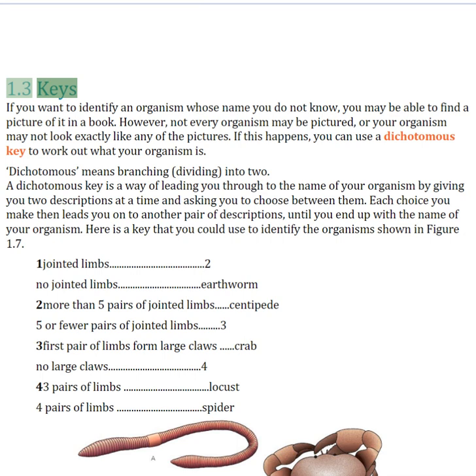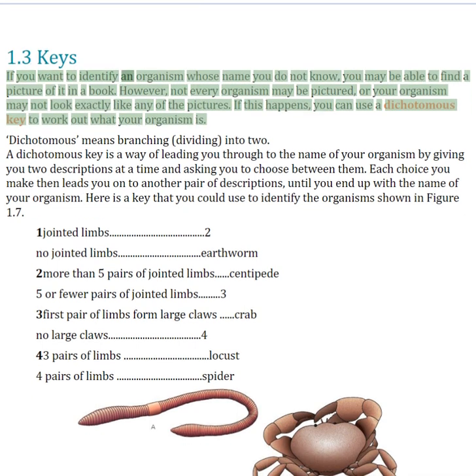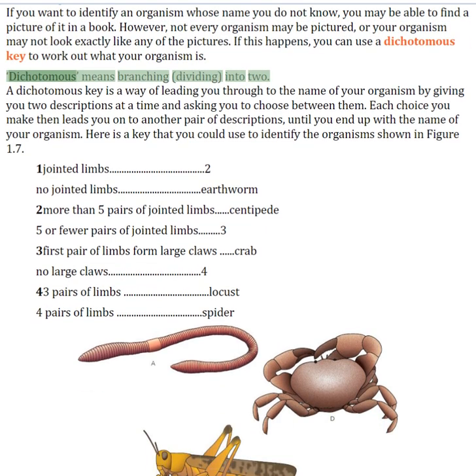1.3 Keys. If you want to identify an organism whose name you do not know, you may be able to find a picture of it in a book. However, not every organism may be pictured, or your organism may not look exactly like any of the pictures. If this happens, you can use a dichotomous key to work out what your organism is. Dichotomous means branching into two.